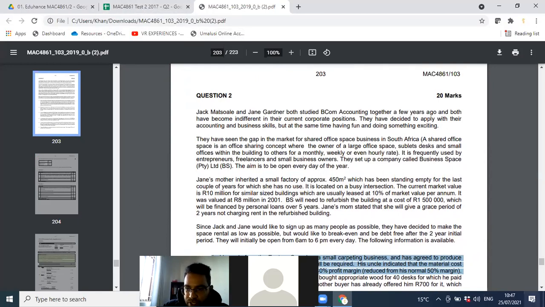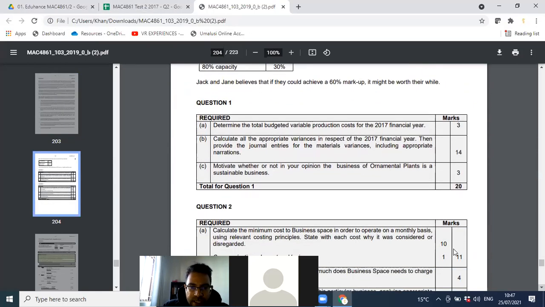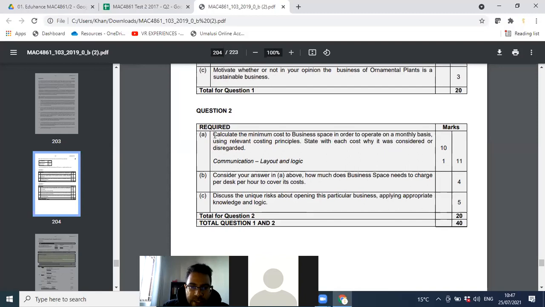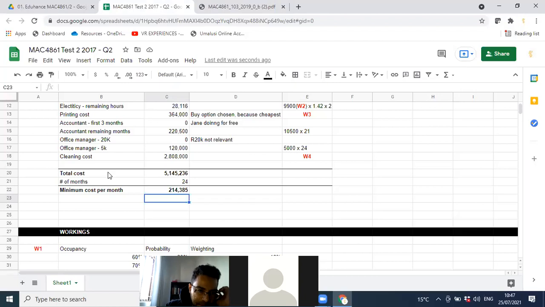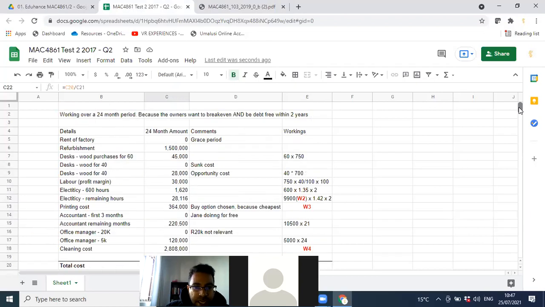So what did the question ask us? The question asked us, calculate the minimum cost to business space to operate on a monthly basis using relevant costing principles. So there we go. Minimum costs per month, 214,385. That's what I got. You can check the solution. I don't know what the solution got. So you can have a look at that.